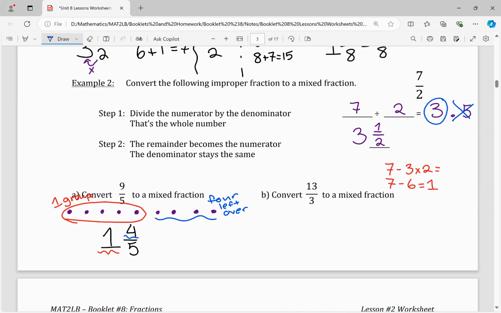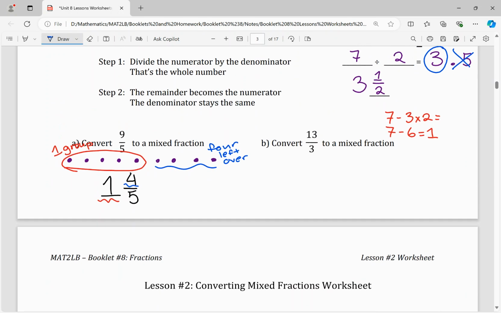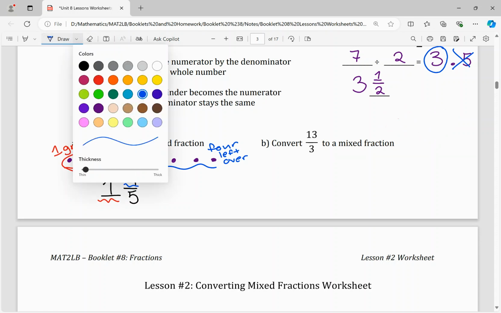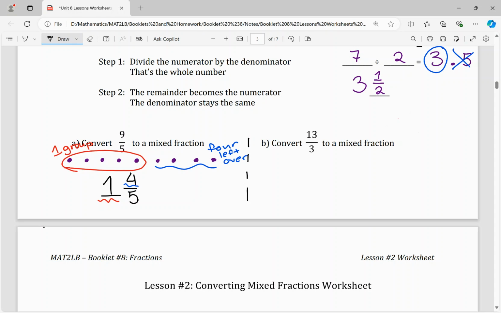You can use either one of these strategies. The one that uses the equations or the one that uses the dots, both will work. I'm going to use the dots again for this last question so that we can get a little bit more practice with that. We're converting 13 divided by 3 into a mixed fraction. So the first thing that we're going to do is we're going to draw 13 dots. 1, 2, 3, 4, 5, 6, 7, 8, 9, 10, 11, 12, 13.